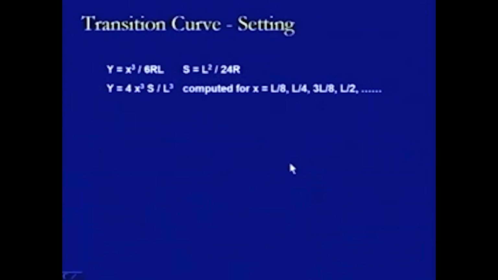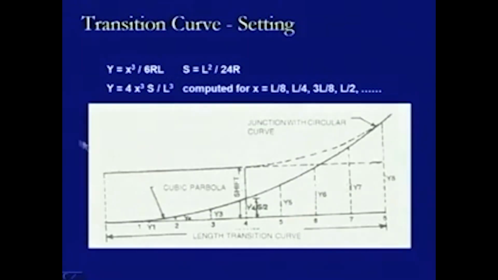Now, setting the transition curve in the field, what we have to do is use the formula of a cubic parabola, y = x cube divided by 6RL, where the shift is defined as L square divided by 24R. Here, this is the tangent which is going up to the deviation angle delta. With respect to this, the cubic parabola is to be set, and here we have the circular curve which is starting at this level.